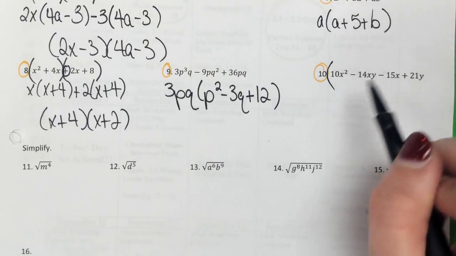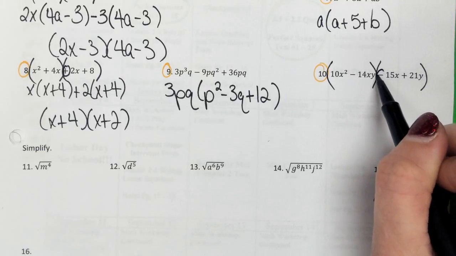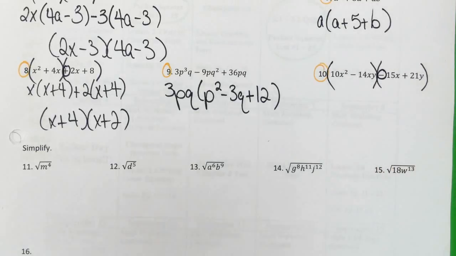Alright, so we got 4 terms, right? I'm going to do grouping. And then keep that negative with that 15 because he's important. See what you can do on 10. Go.